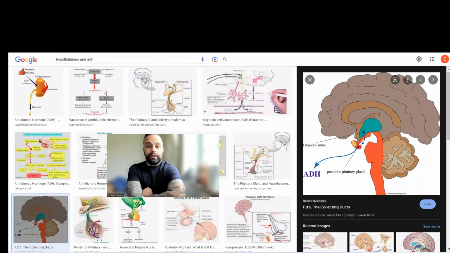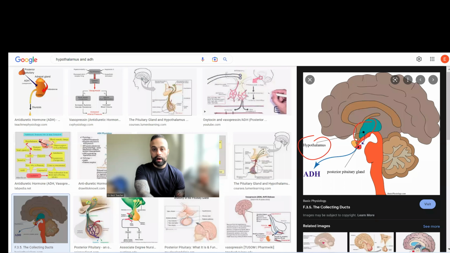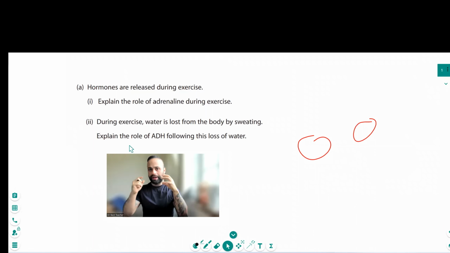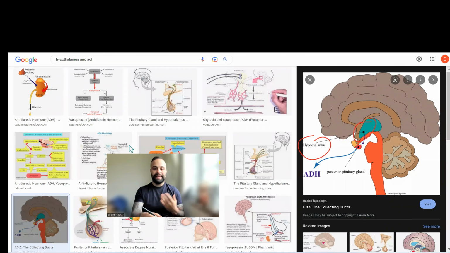So there's a part of the brain known as the hypothalamus over there. This monitors your blood plasma, and it notices if the water levels are low. In this question, they're asking, during exercise, water is lost. So that part of the brain is going to detect that water loss. How does it respond? Well, that part of the brain actually produces ADH. Now the ADH is stored in the pituitary gland, and when the water levels get too low, the pituitary gland releases ADH.